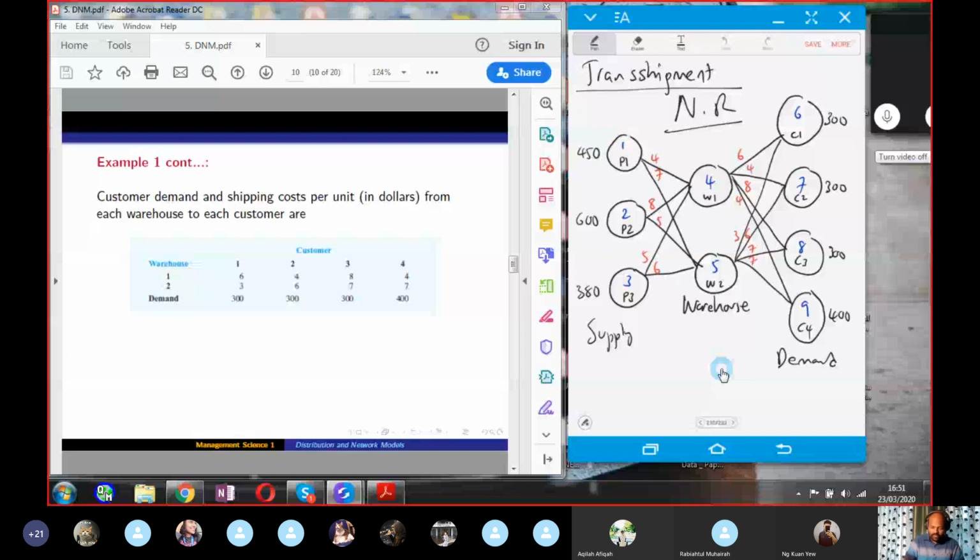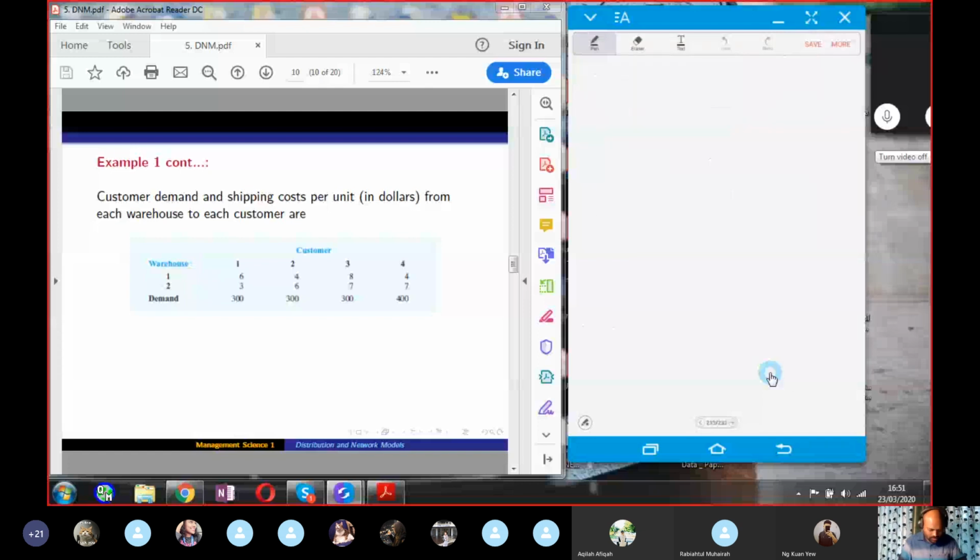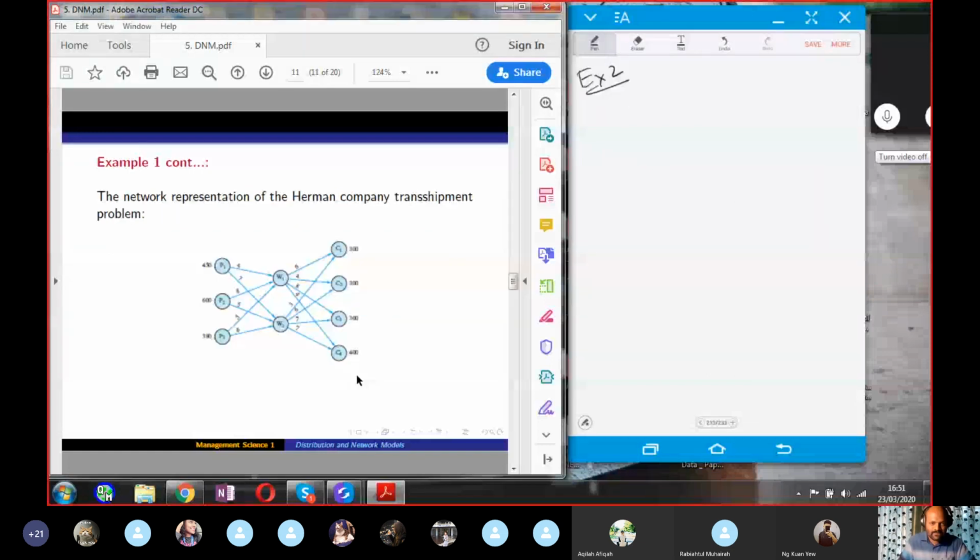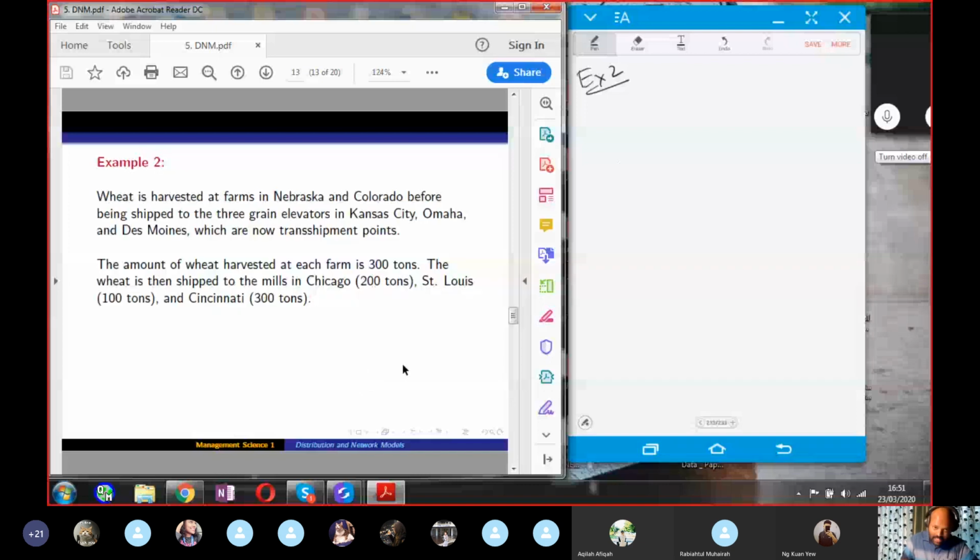Now we go for example 2. Hopefully you understand clearly in example 2. In example 2, if you read this, there will be 2 suppliers, 3 warehouses, and 3 plants.